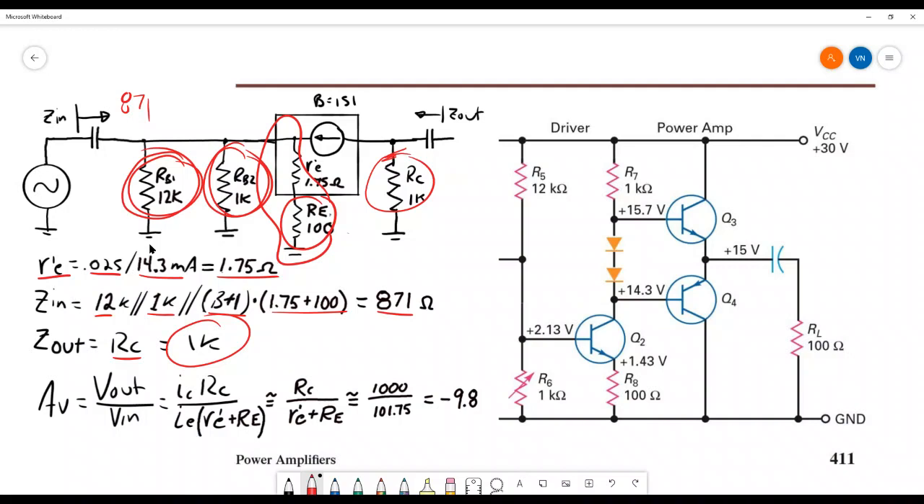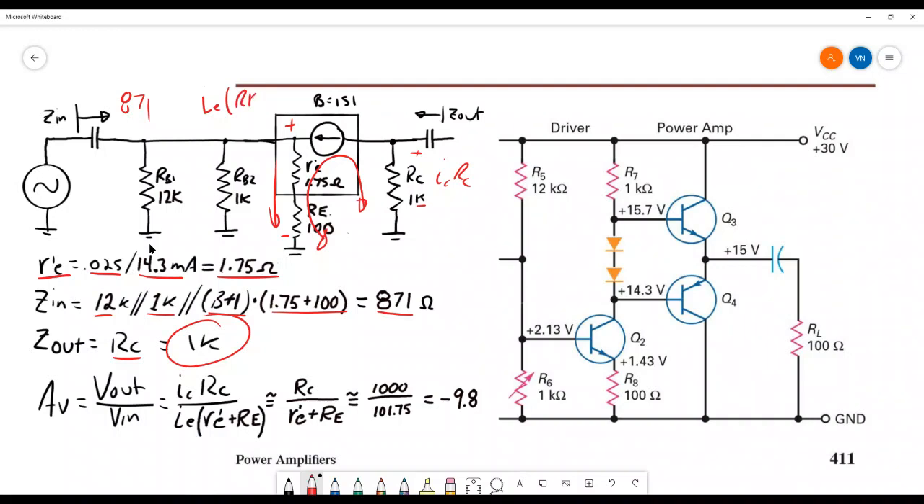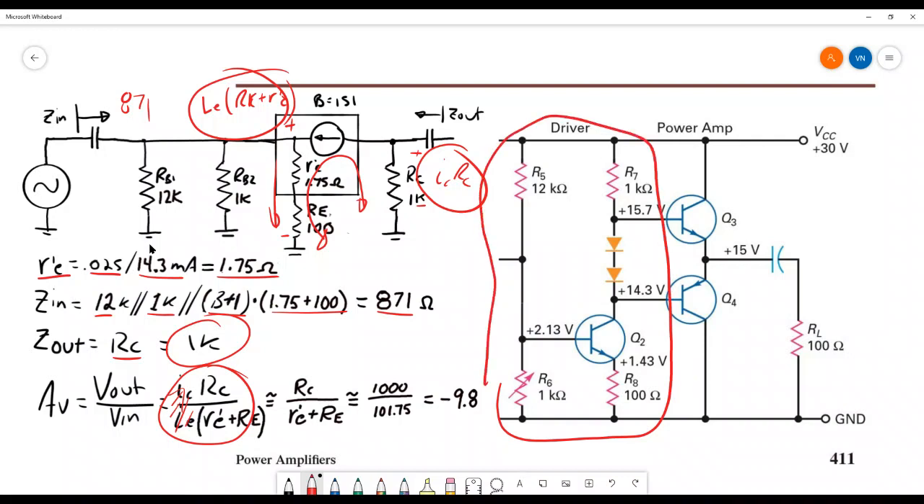AV is V out over V in, which is going to be... There's current going back and forth between these 2 points. So V out's going to be this voltage, which is ICRC, and V in is going to be this voltage, which is that current. So V in is IE times RE plus R prime E. So V out over V in, that's right here. We can approximate, get rid of IC and IE. We'll say those are pretty much the same. This ends up with 1,000 over 101.75. So gain of about minus 9.8. So that's the gain of this guy right here. Minus 9.8.